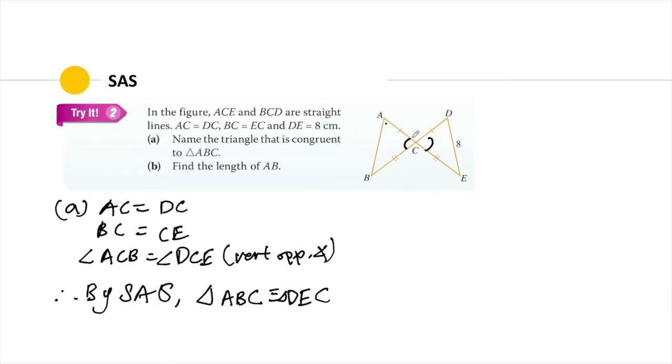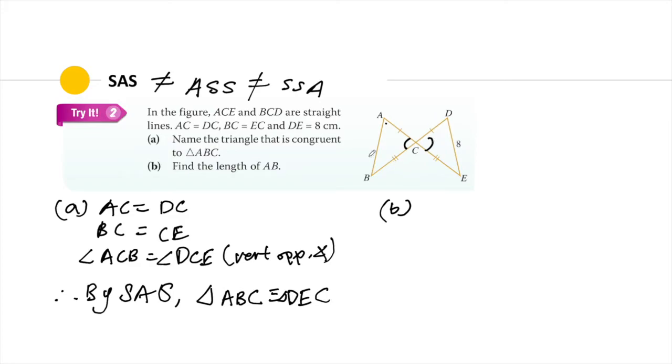Now back to this, SAS. So this angle must be positioned between these two sides. It must touch these two sides that are the same. So side, angle, side. You can't use this angle or this angle. It has to be the angle between these two sides that are the same. So SAS is not the same as ASS. It cannot be angle side side, or side side angle. It must be side and angle between these two sides.